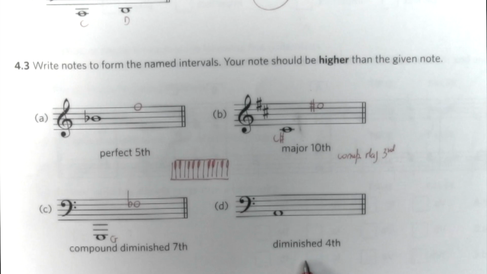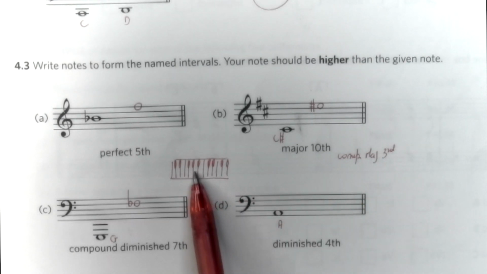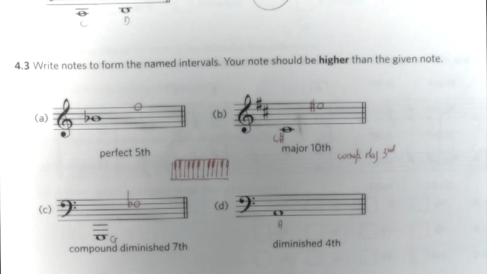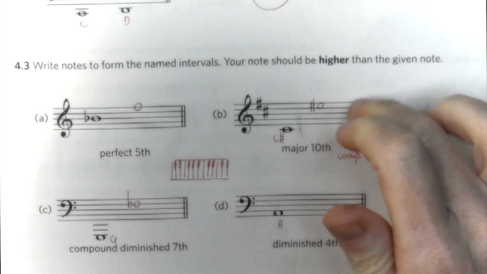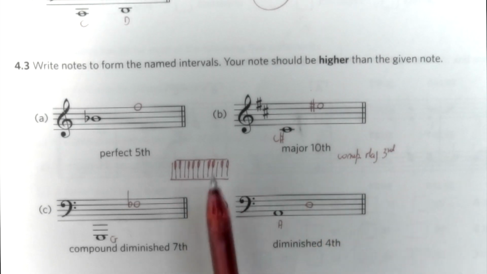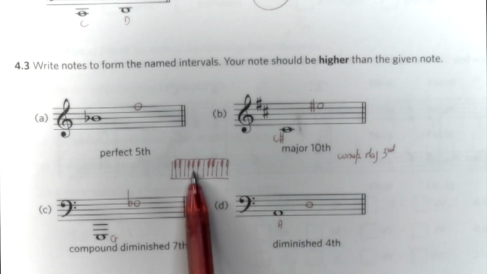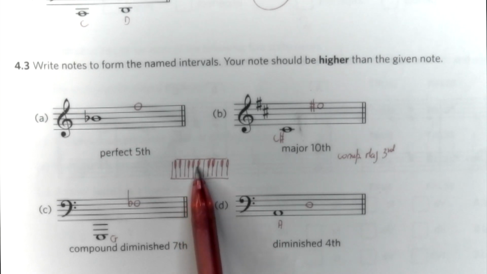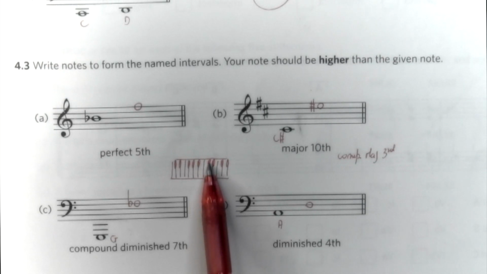A diminished fourth from la. A fourth, so first the note la, si, do, re. Now a perfect fourth would be 2.5 tones away. So 1, 2.5, re. But we need to take one semitone away, and so that would be re flat.